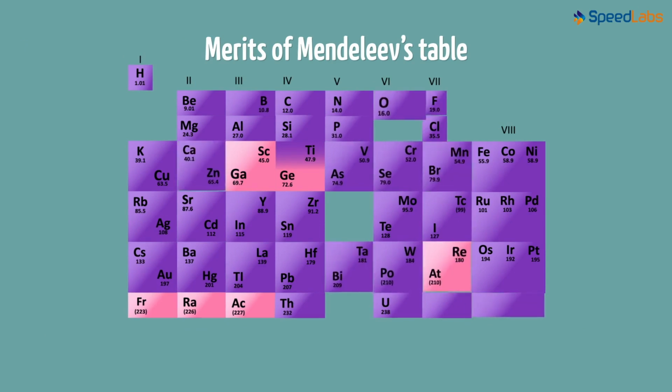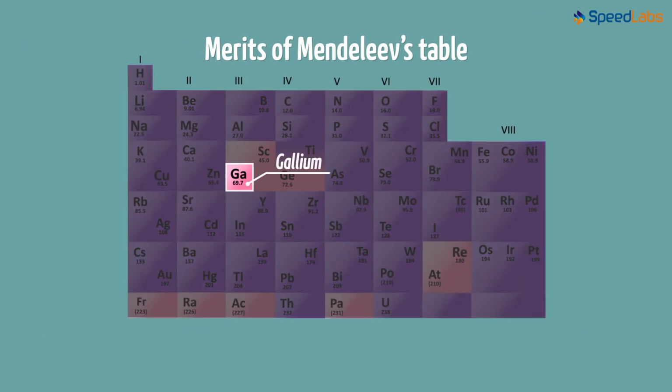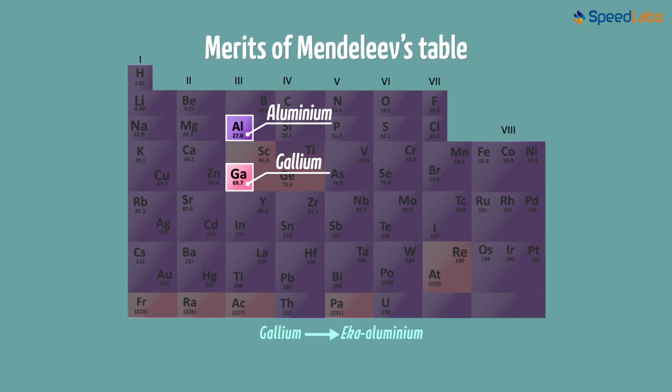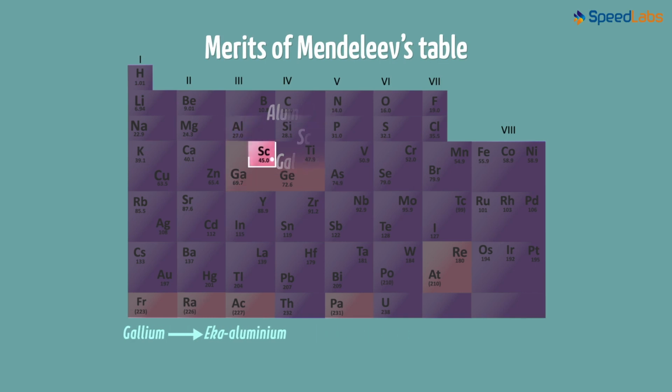For instance, let's talk about gallium first. As we can see here, the element preceding it in the same group is aluminium. Hence, gallium was predicted to be eka aluminium. Later on, when it was discovered, gallium was found to have all the same properties similar to eka aluminium as predicted by Mendeleev. Same was the case with scandium.